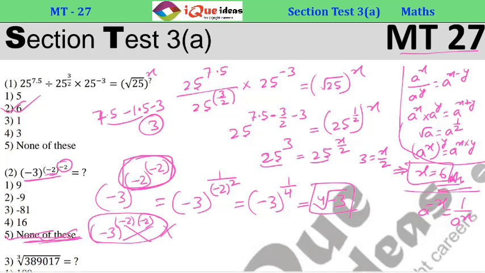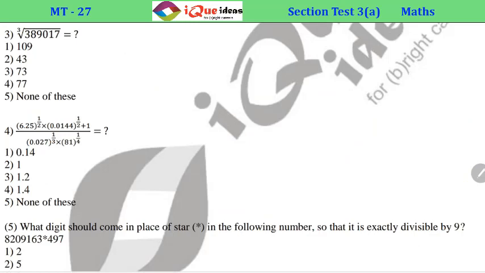Now let's take up the next question. Now the next question says cube root of 389017. Alright, this is 3,89,017. Let's look at the options first.